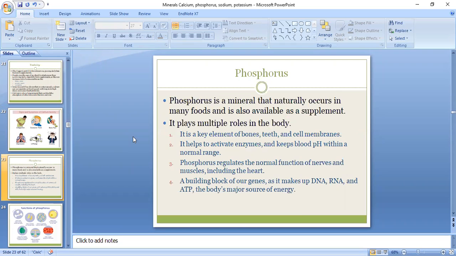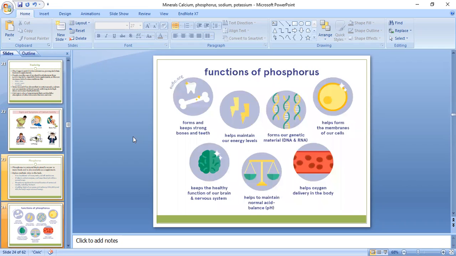Phosphorus regulates the normal function of nerves and muscles, including the heart, and it is a building block of our genes as it makes up the DNA, RNA, and ATP. That is the body's major source of energy. And these are again the functions of phosphorus in diagrammatic form.